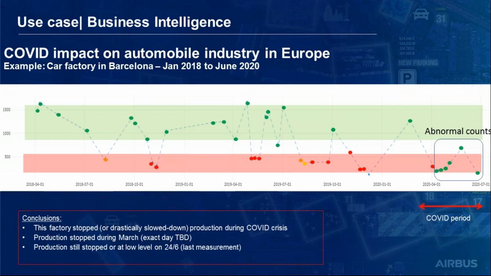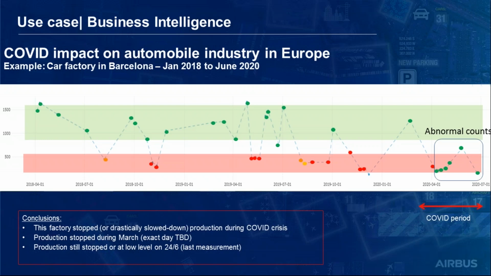So the conclusions that we can draw from this is that this factory stopped or drastically slowed down its production during the COVID-19 crisis. Second, the production stop is somewhere during March between the two measurements that are the limits of this possible time. And a last conclusion is that the production is still stopped on the 24th of June, which is our last measurement, and where we can see a very low number of cars. So this is an analysis on one factory.